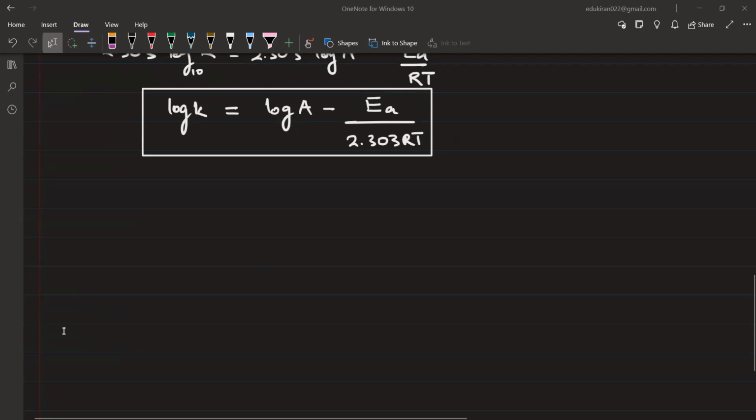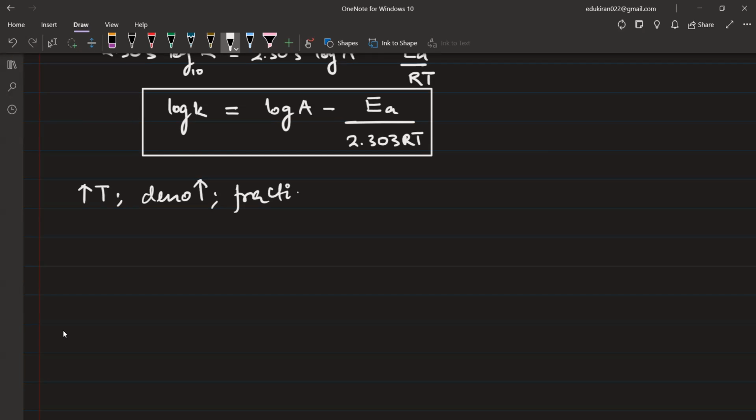Okay. Now let us look at this particular equation here, and what is going to happen if I increase the T. I'm going very slowly. If I increase the T, that means this denominator will increase, that means this whole fraction is decreasing, right? So this negative part is decreasing. If the negative part is decreasing, then this right side will be increasing. RHS increases, and if RHS is increasing, LHS will also increase.